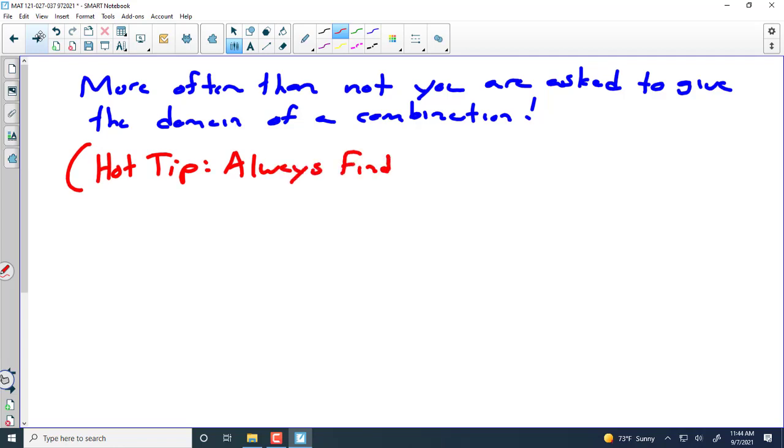Hot tip, always find domain before you simplify. That's a very important tip in mathematics, everyone, to always find the domain before you simplify it. I'm going to show you a little mathematical example to show you why that's true.